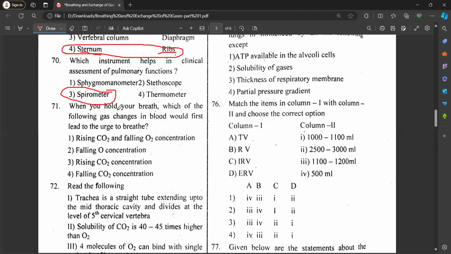Next question. When you hold your breath, which of the following gas changes in the blood would first lead to the urge to breathe? Rising carbon dioxide, falling of oxygen concentration, rising of carbon dioxide concentration, falling of carbon dioxide concentration. The main factor here is rising of carbon dioxide. So the correct option is 3.